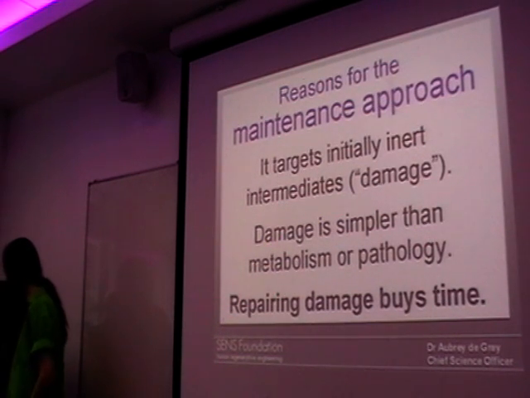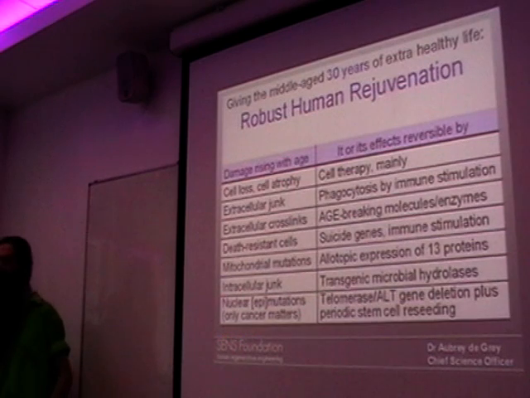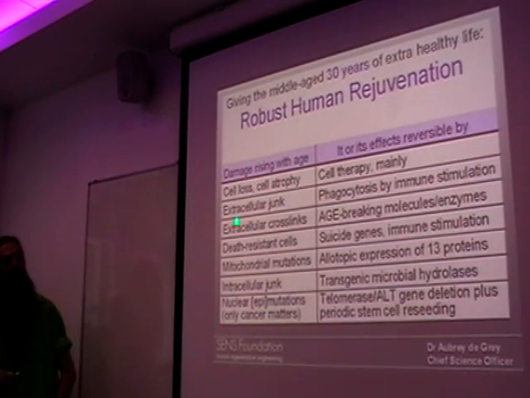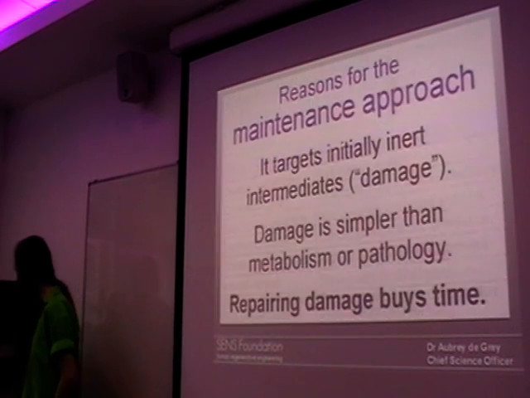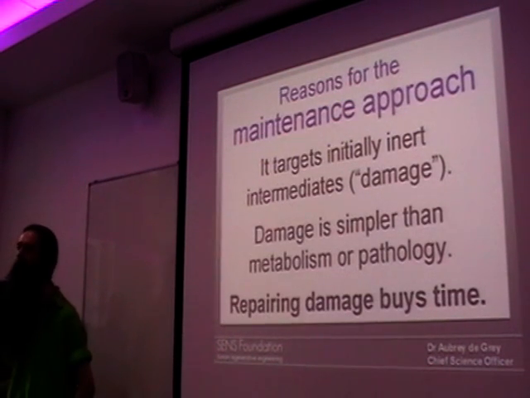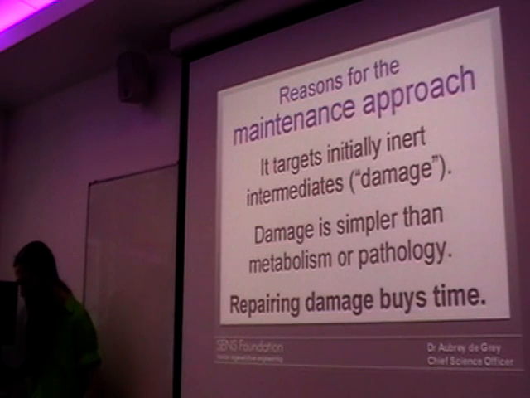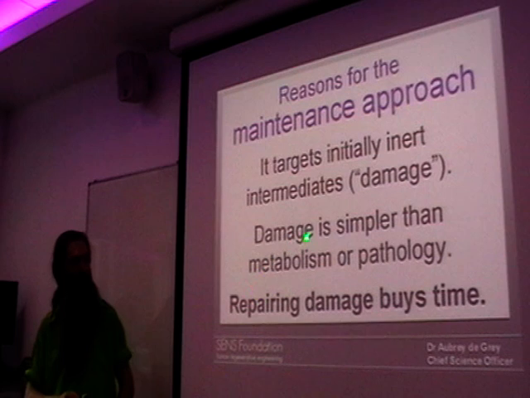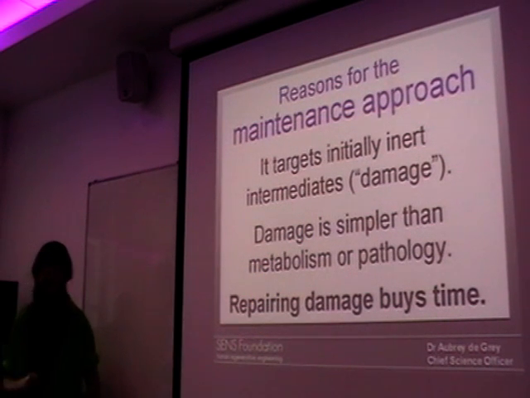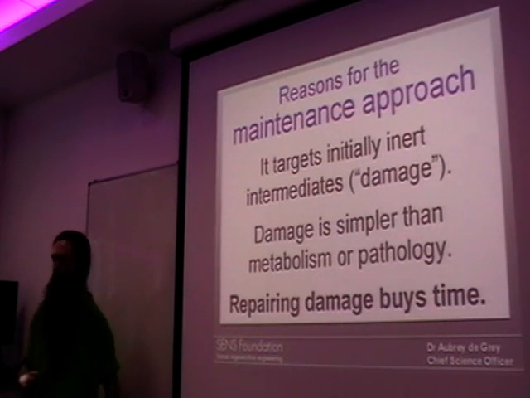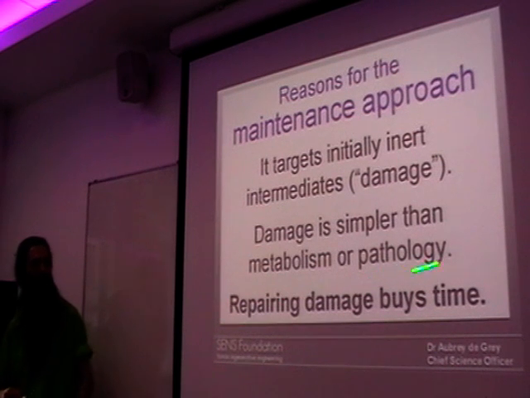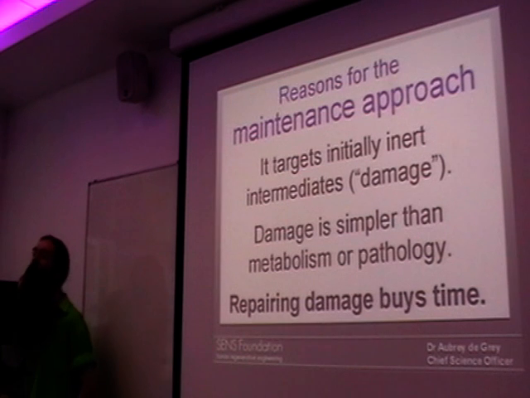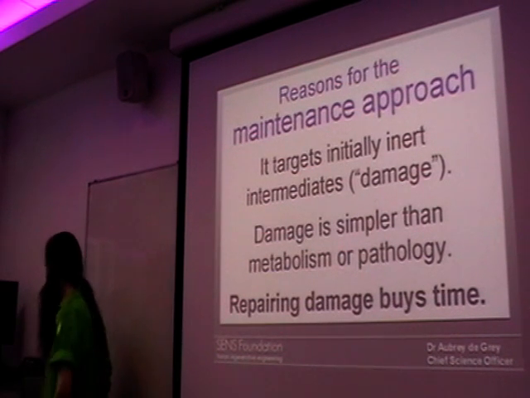So I've shown you on the previous slide, or what I mean is I've told you, that the damage can be classified into this rather small number of different categories. That's of course much more straightforward, much simpler than what I showed you in respect of metabolism or indeed pathology. So that's good. But the third reason why the maintenance approach is so promising is the one I want to focus on for the next couple of minutes, which is this one down here. Repairing damage buys much more time than slowing down the accumulation of damage.